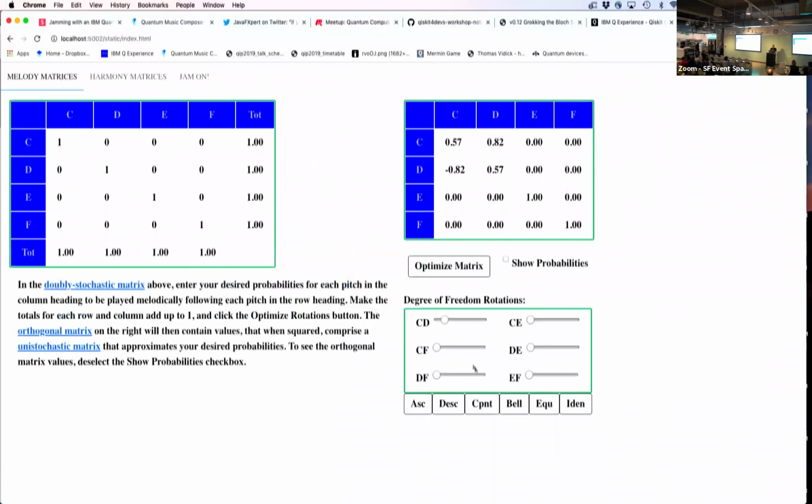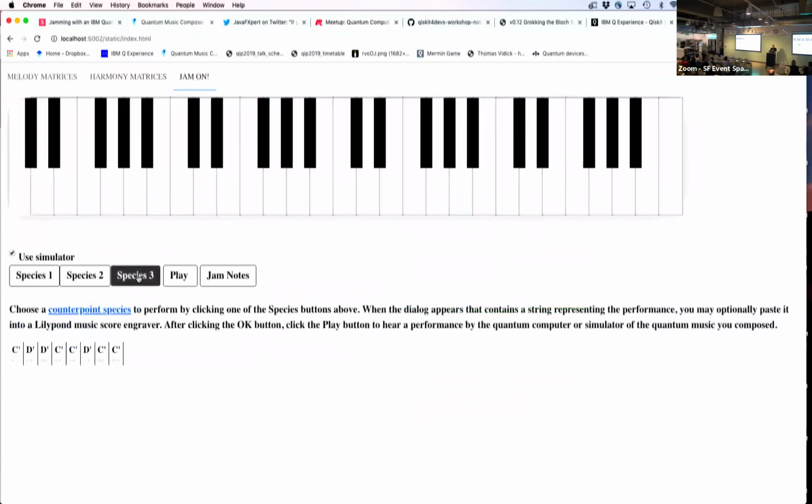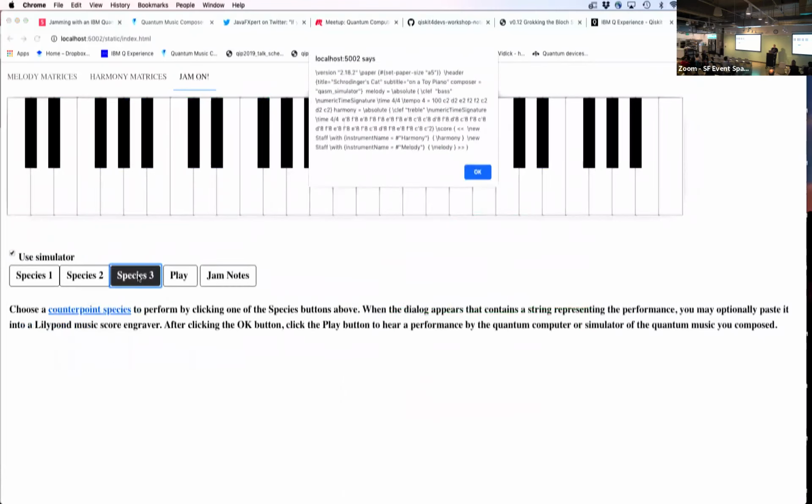I'll go to Melody Matrices, and I could do all these rotations down here, but I've got some presets. This one has some of the counterpoint rules encoded in it. On Harmony Matrices, I'm going to just do all the consonant intervals. And then I'm going to go to Jam On, and I'll choose Species 3, which is one note in one voice against four notes. Sergio Mendes is the person I was thinking of, Sergio Mendes in the Brazil 66. Okay, so now we have a string.